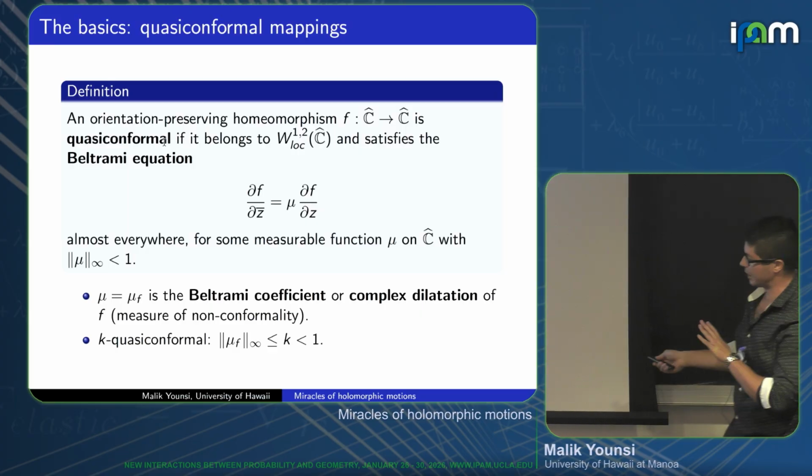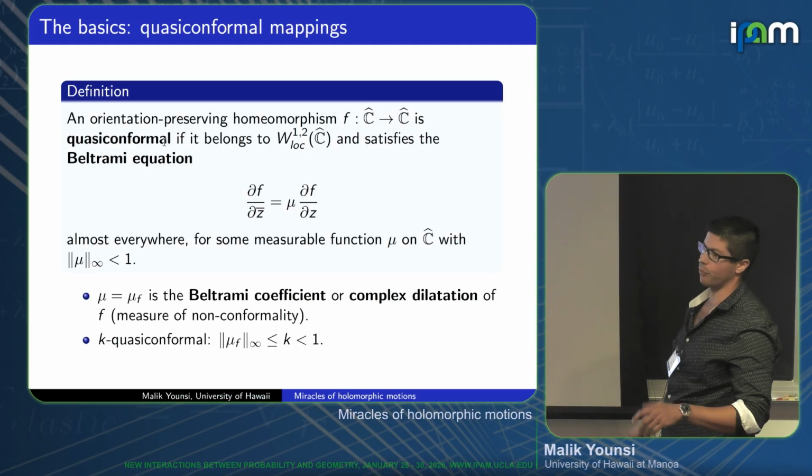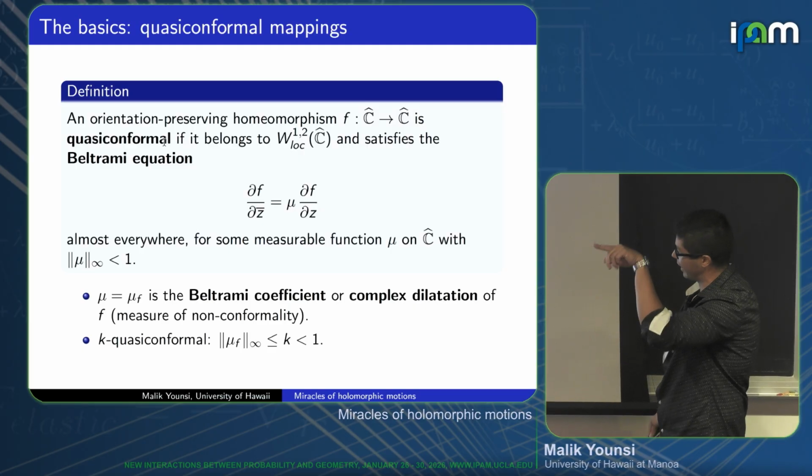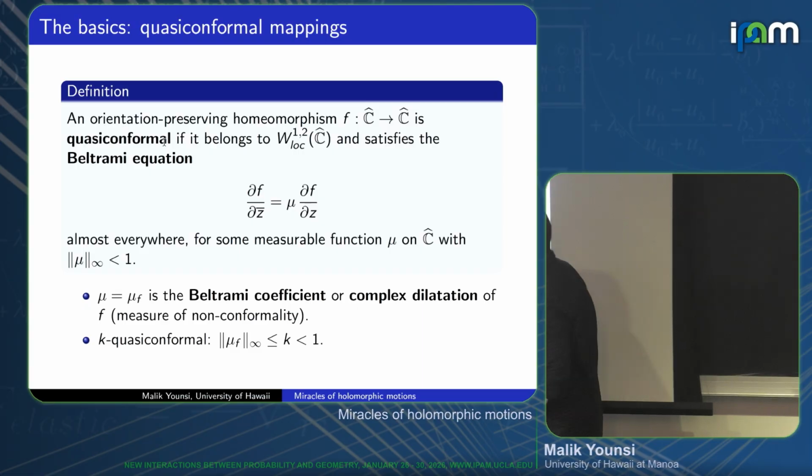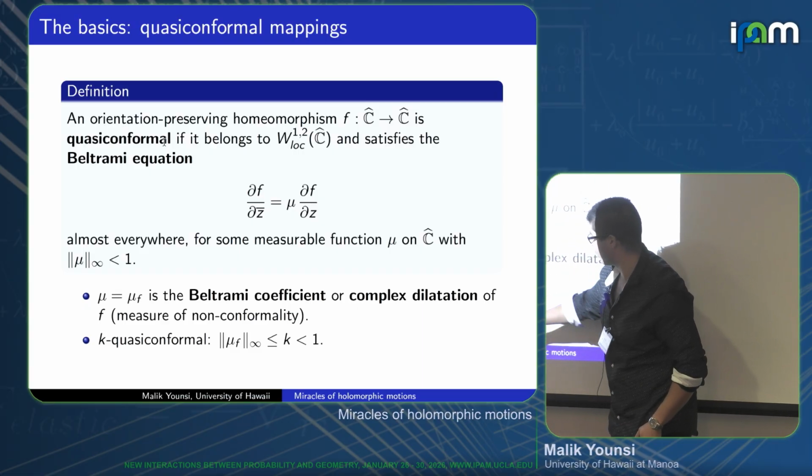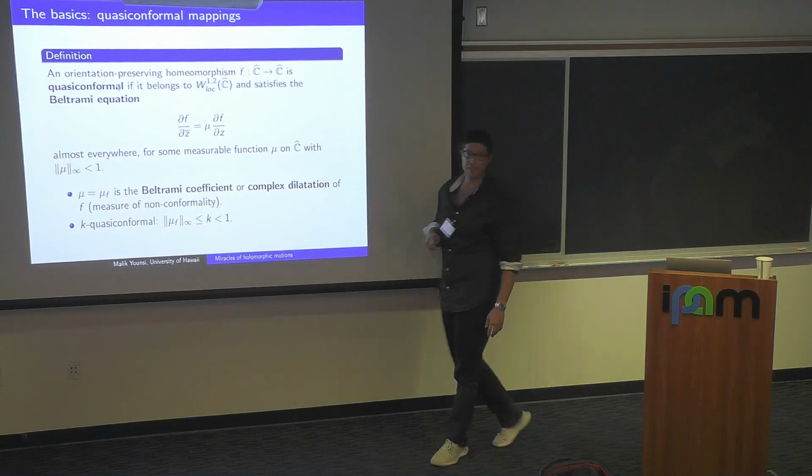There's usually two choices we can make when we talk about quasiconformal mappings. You can either talk about capital K, which is related to little k, but for this talk, I'll really focus on the norm of the Beltrami coefficient itself.